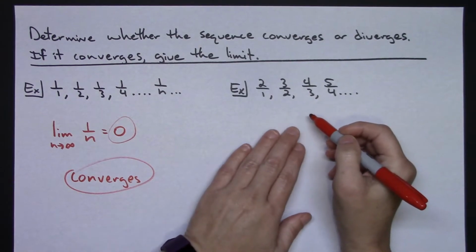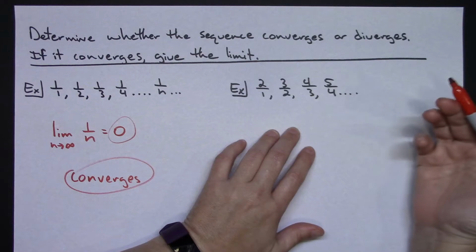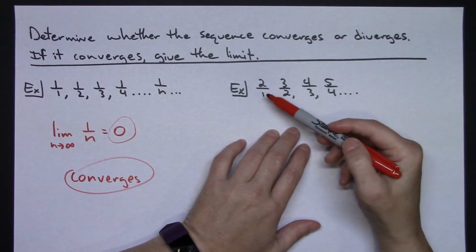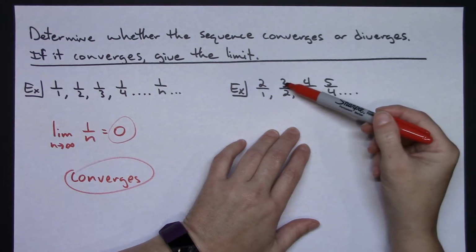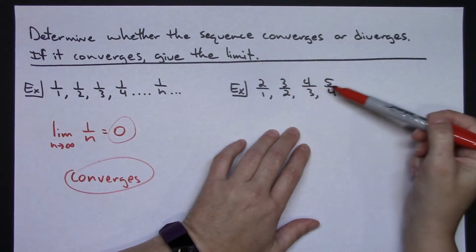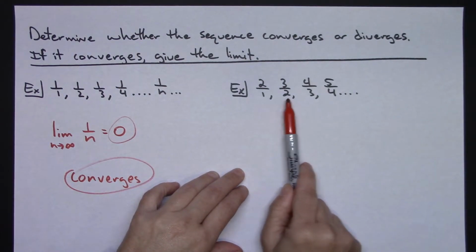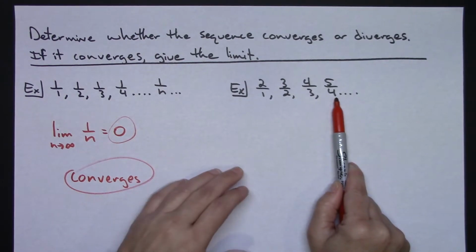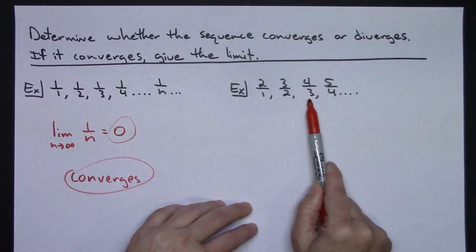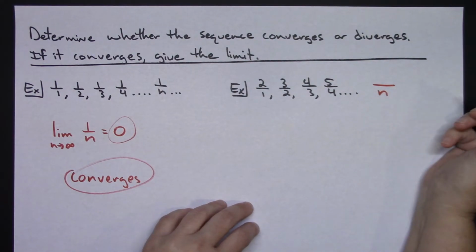Now in the second example, they did not give me the nth term, but sometimes you can figure out what that nth term is going to be by looking at the pattern that you've got here. So I've got 2 over 1, 3 over 2, 4 over 3, 5 over 4. If I consider this to be my first term, second term, third term, fourth term, that bottom is just whatever term it is. So I can let that bottom be represented by n.